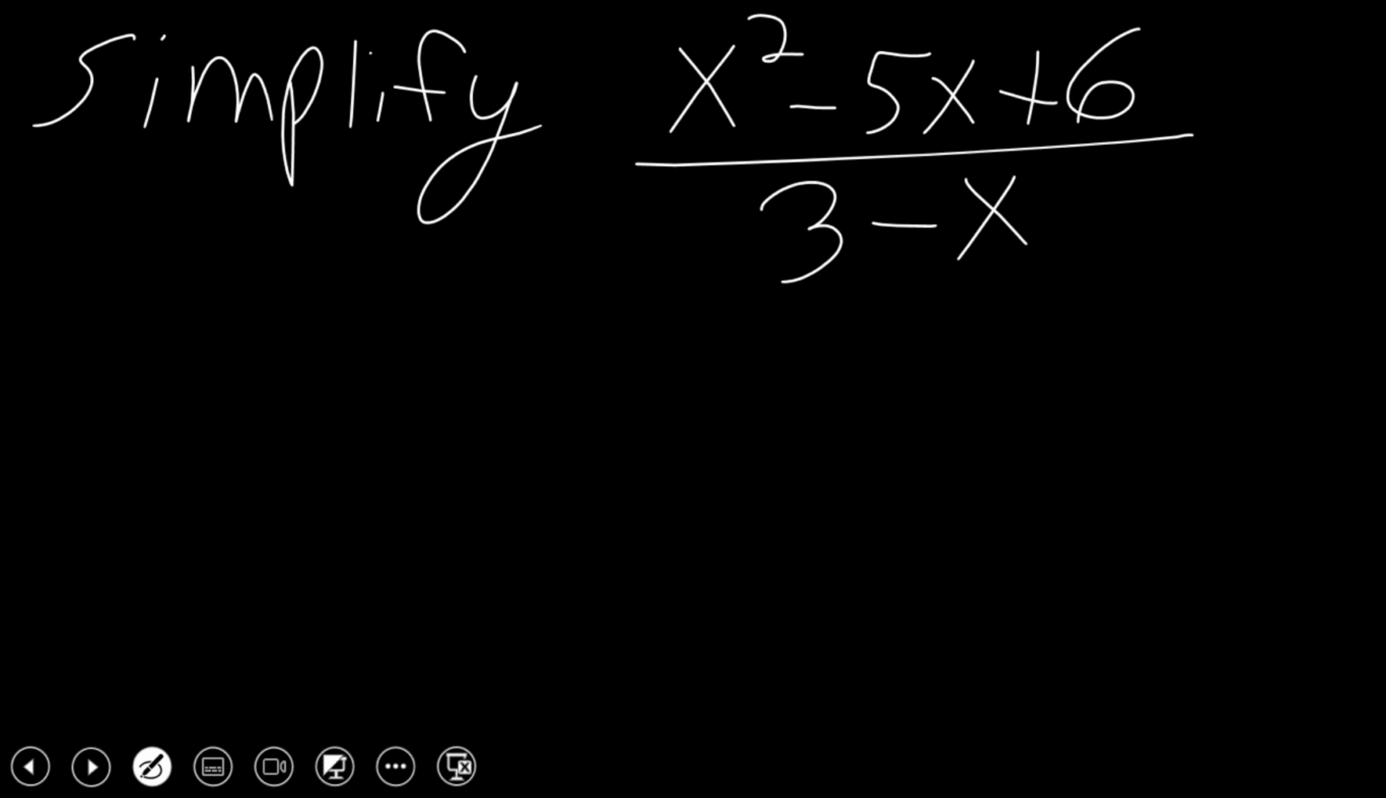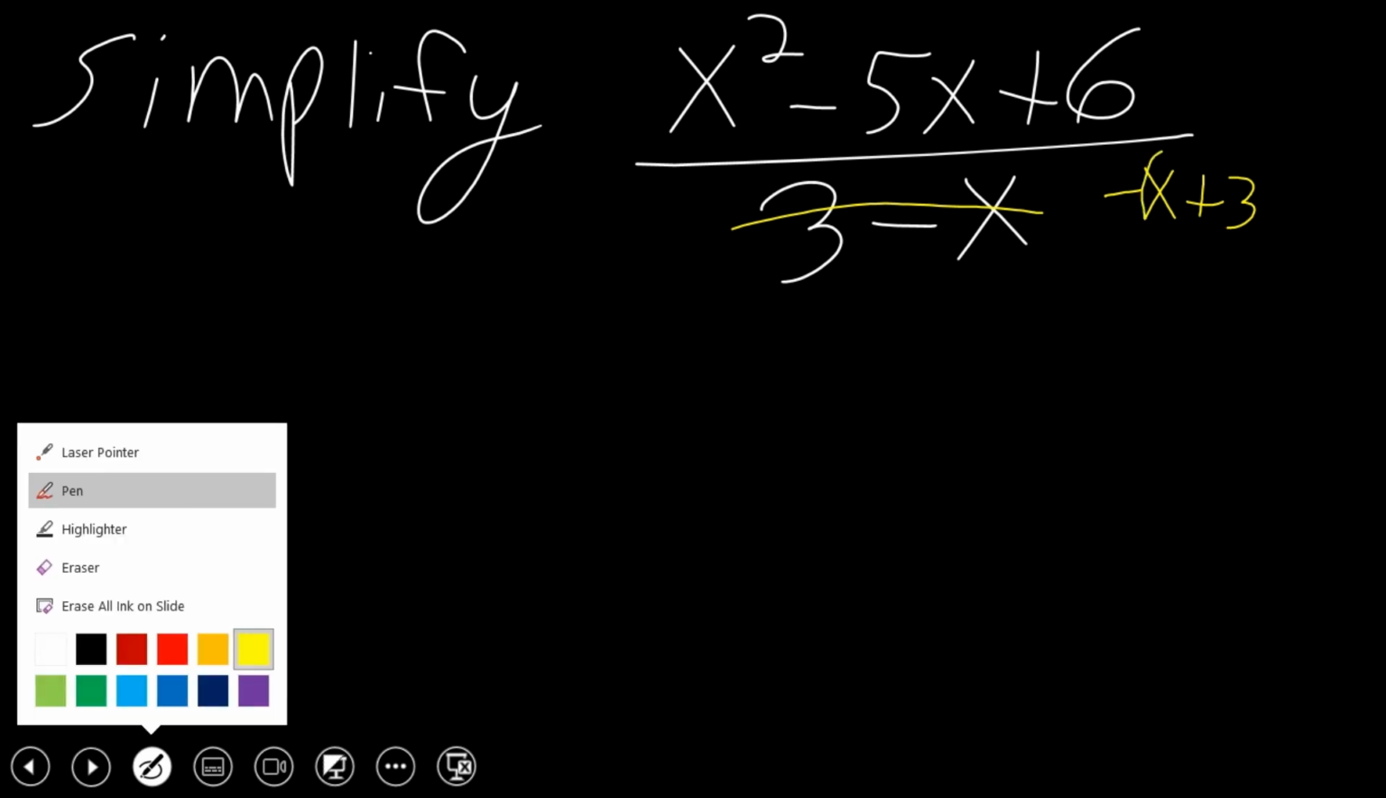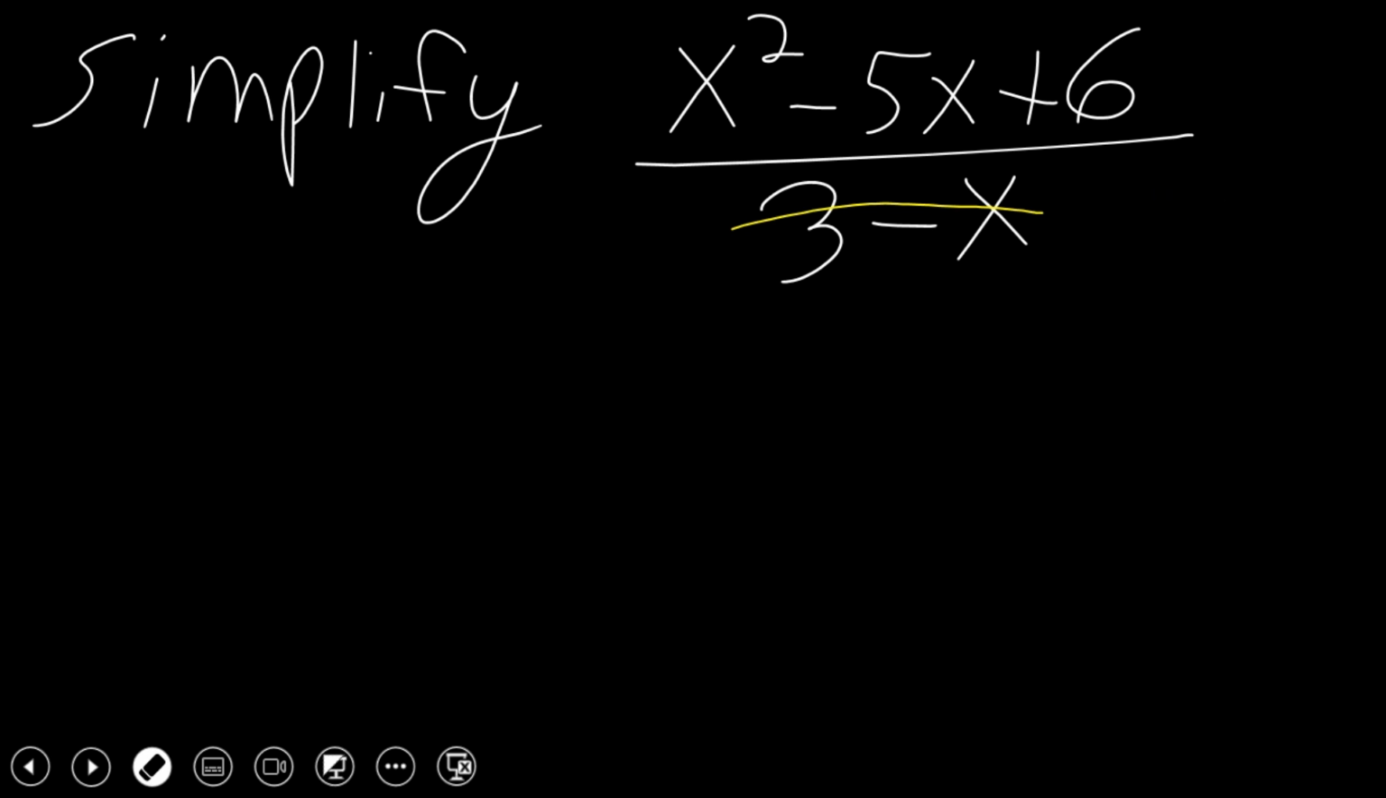Okay. Here we are to simplify, so that means we're supposed to take it all the way out. First of all, we've got to rewrite the bottom one. Negative x plus 3. And we cannot have a negative, so we're going to pull out our negative. So we're going to have negative x plus 3, and we can't have that. So we're going to have negative 1 times x minus 3. I did that so I can save some room.